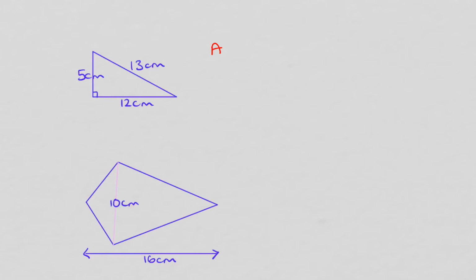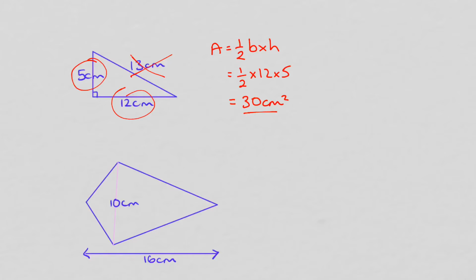Triangle, remember the formula, half base times height. So be careful, as long as you pick your base and a height at right angles to each other, so that would be using the 5 and the 12. We're not using the 13 for the area of the triangle. So it's a half of 12 times 5. 12 5s are 60, half of that is 30. Again, square centimetres.